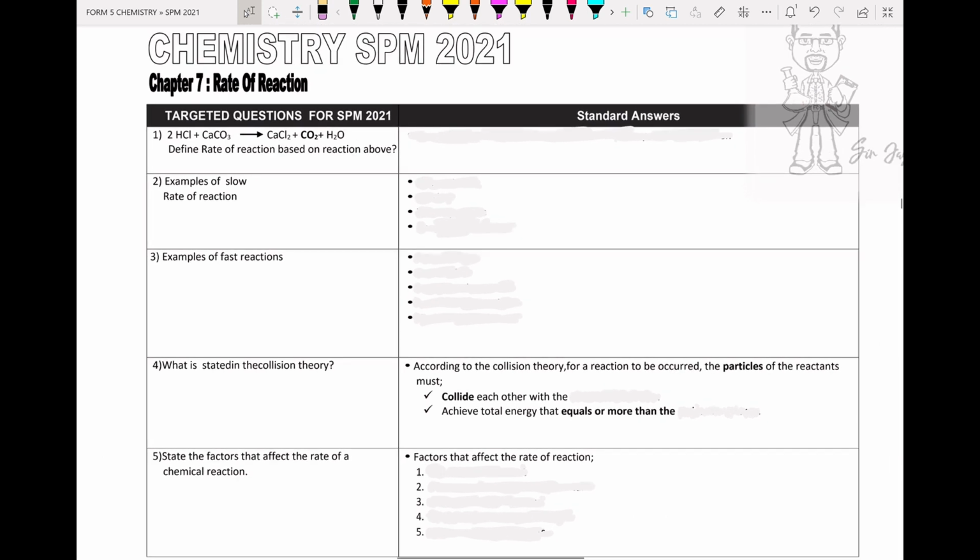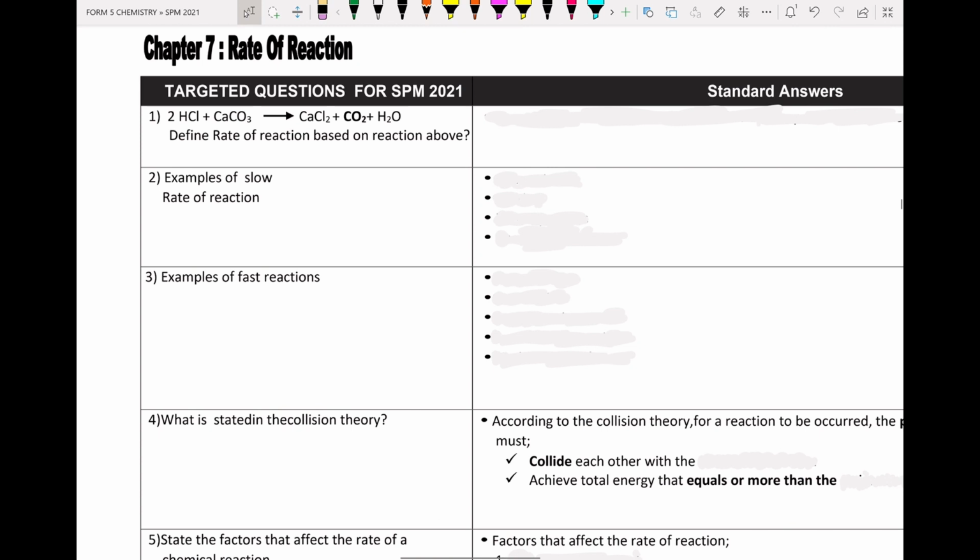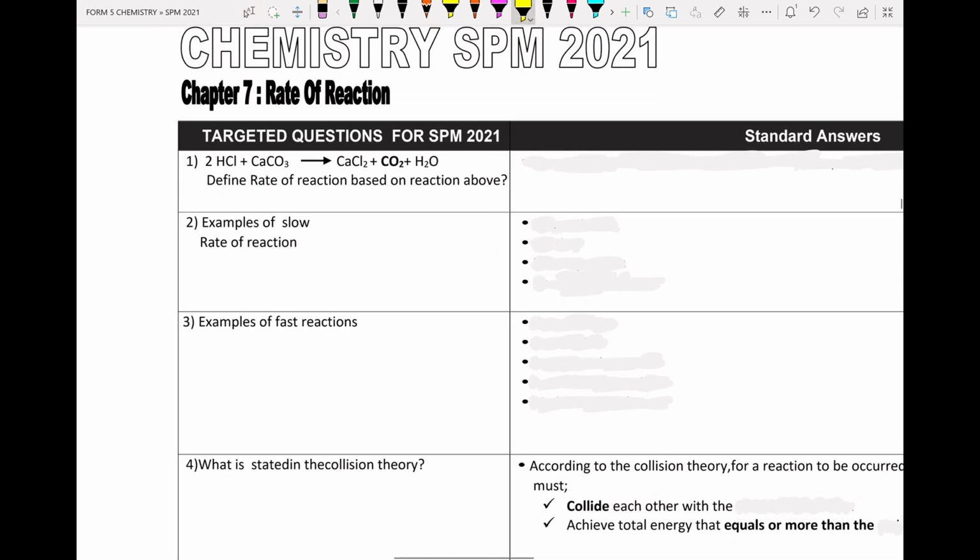Next, rate of reaction. Under rate of reaction, we look at the definition of rate of reaction for a specific reaction. When a reaction releases gas, we try to do the formula. So how to measure the rate of reaction? We find the change in total volume of carbon dioxide gas per unit time taken.